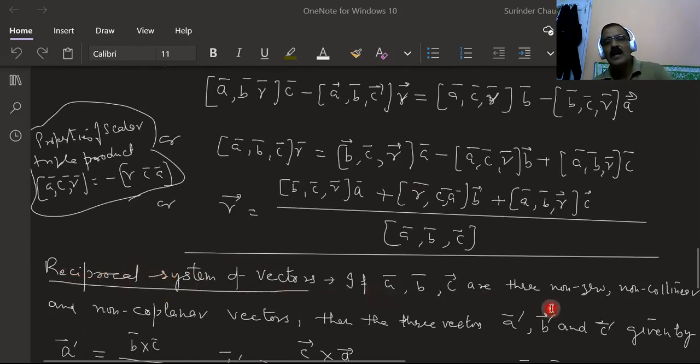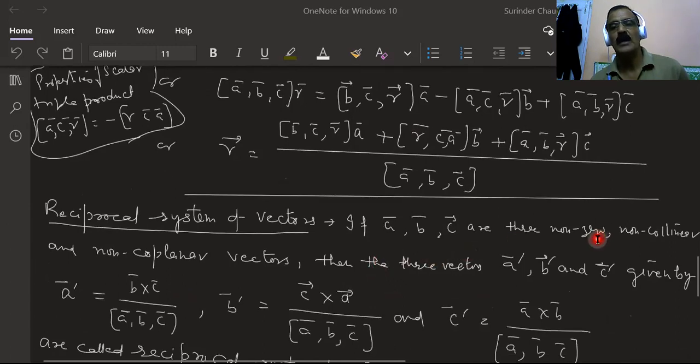Now let us discuss the reciprocal system. If A, B, C are any three known non-collinear and non-coplanar vectors, we can find the reciprocal of the vectors if and only if the three vectors are, number one, non-zero: none of them is zero; non-collinear: none of them lie on the same line; and non-coplanar: all three vectors do not lie on the same plane. Then and only then can we find the reciprocal of the given vectors.